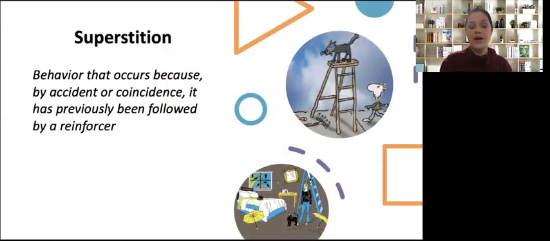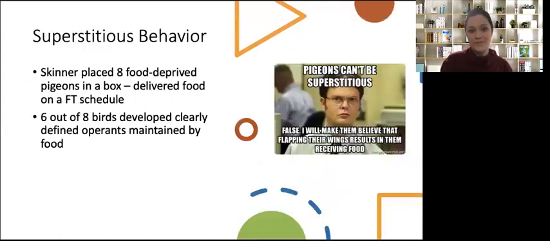Another behavior that can occur from reinforcement is superstition. Superstitious behaviors occur because by accident or some coincidence, the behavior was followed by a reinforcer. We can think of any number of behaviors that we engage in. Knocking on wood is one, right? Probably because that behavior has been reinforced in the past for someone. When they knocked on wood, nothing bad happened. And they sort of get other people to do it, and so on and so forth. Superstitious behavior is what we call this.